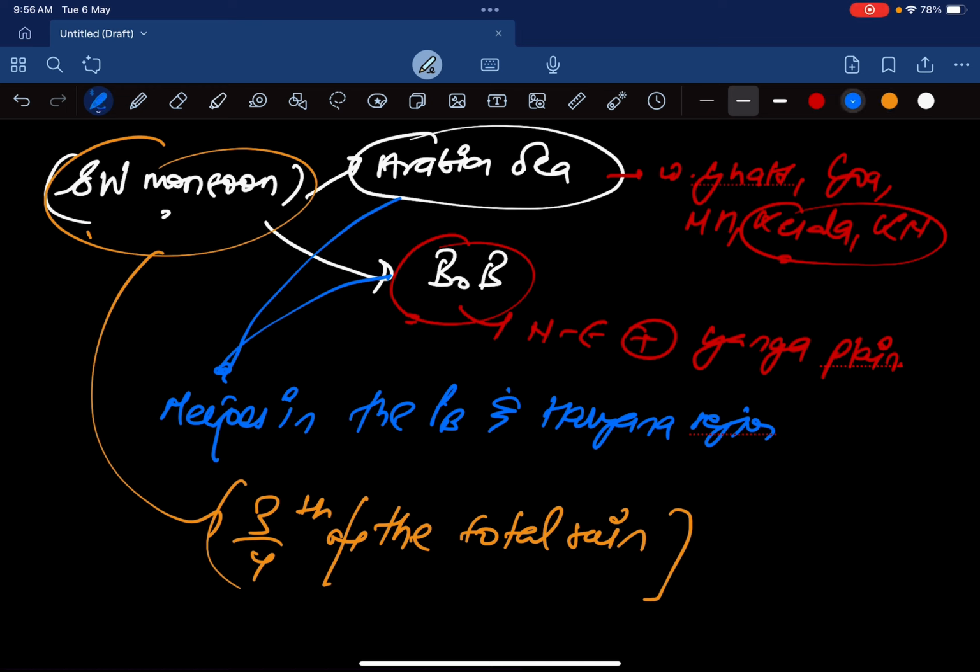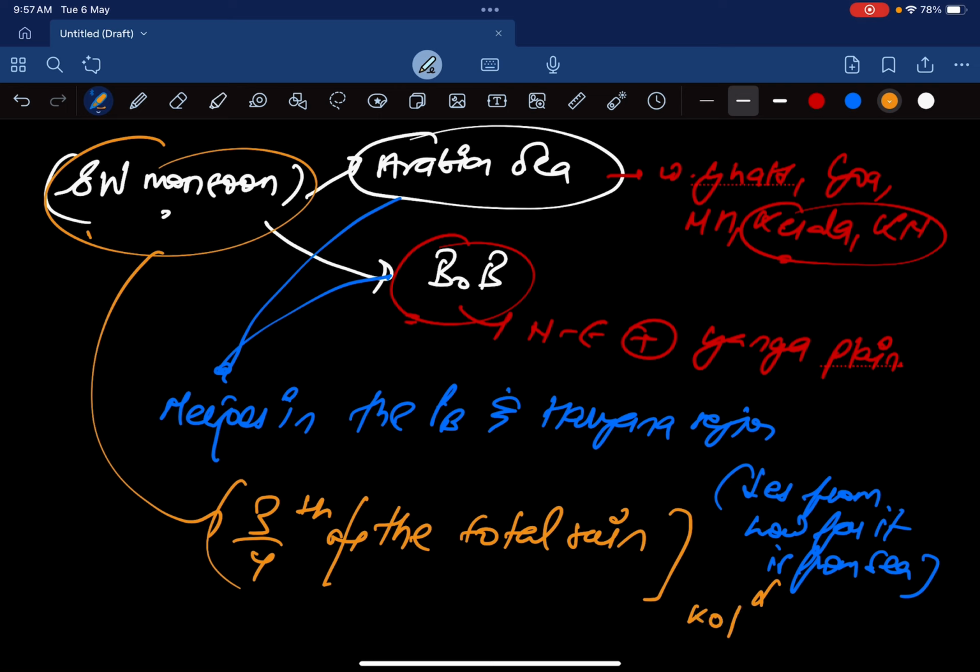Now this southwest monsoon also reduces depending on how far it is from the sea, that is, Kolkata will have more than Patna, then Allahabad, then Delhi, right?